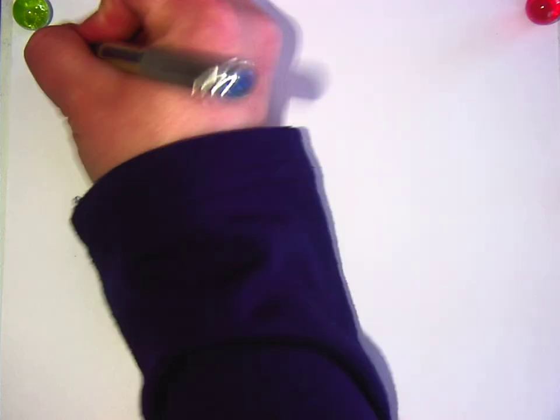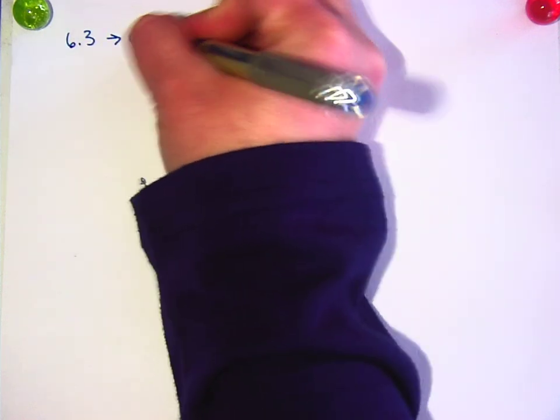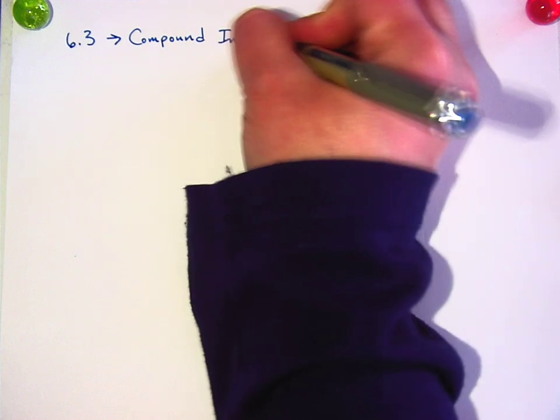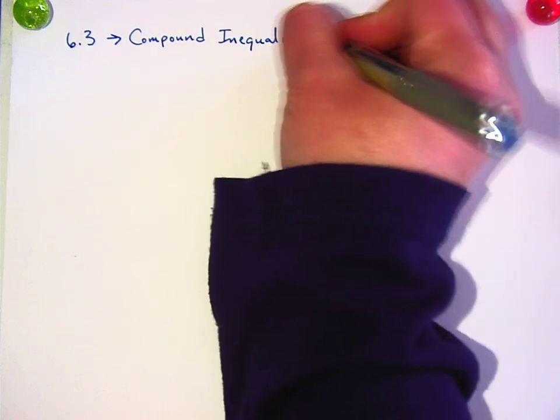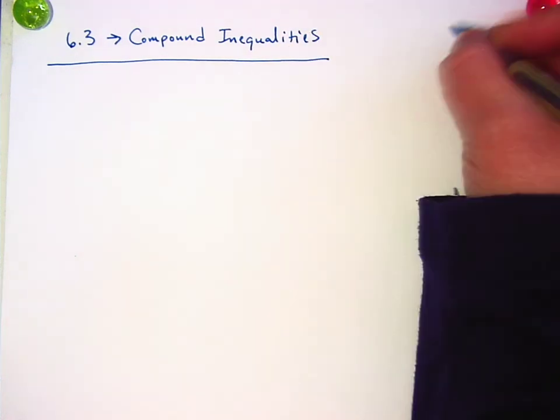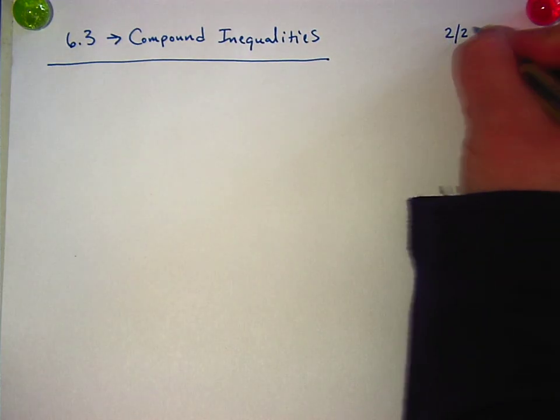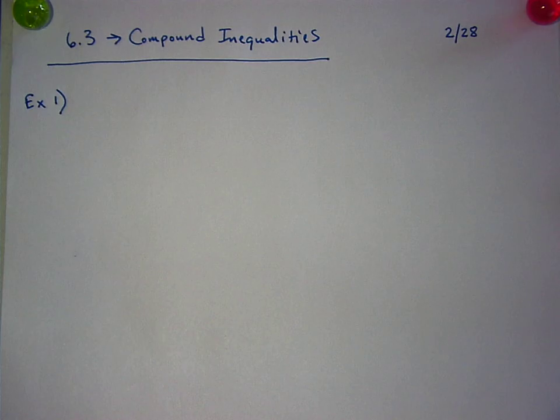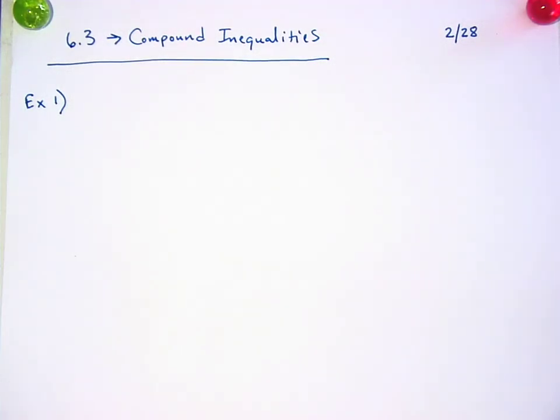Today is 6.3, compound inequalities. And today is 228. We are going to do 4 examples together, one of which will win you a prize.